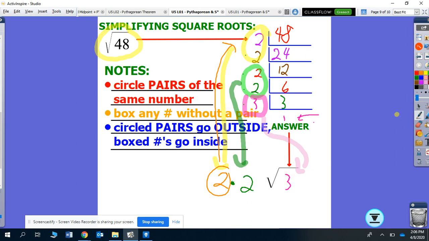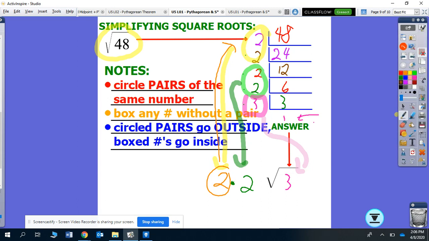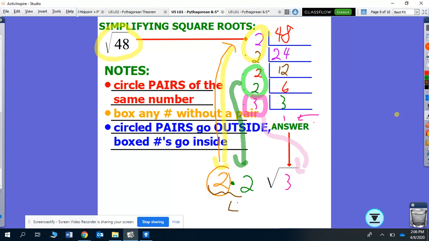So we've got this answer that looks kind of weird because we still need to simplify it. We still need to multiply 2 times 2 together. So when we do 2 times 2, we get 4. But then that 3 has nobody to hang out with. So that's our answer: 4 square root of 3. That's the simplified version of the square root of 48. So instead of getting a decimal, we're getting an exact answer. It's just a simplified version of a square root.